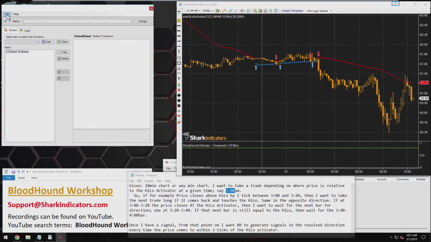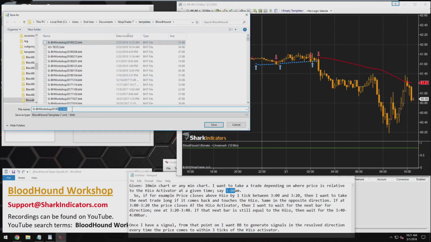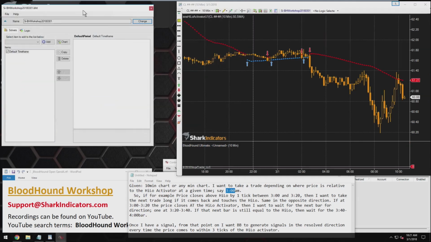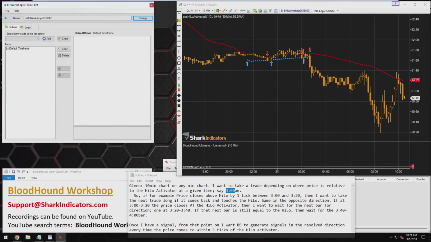First thing, let's put in today's file name for our BloodHound template. So hit the change button. Welcome to March already. All right, so we have today's file name set in here, and now we can start going to work.